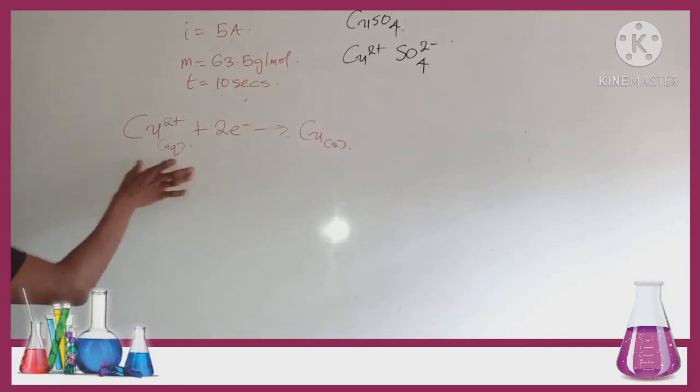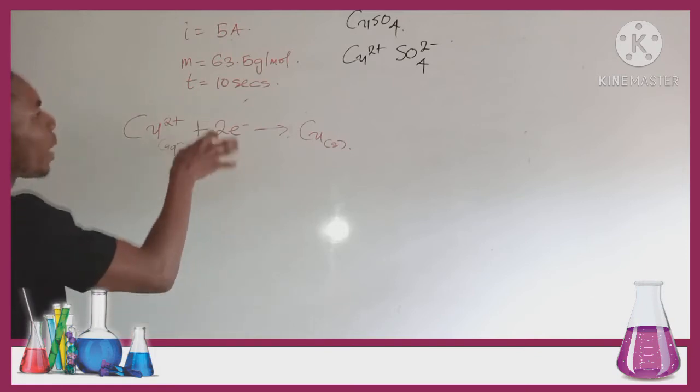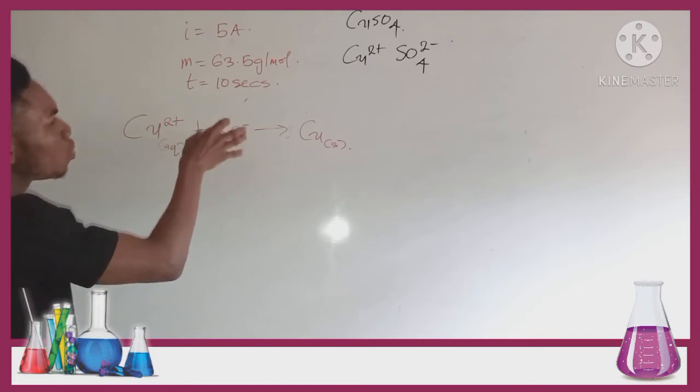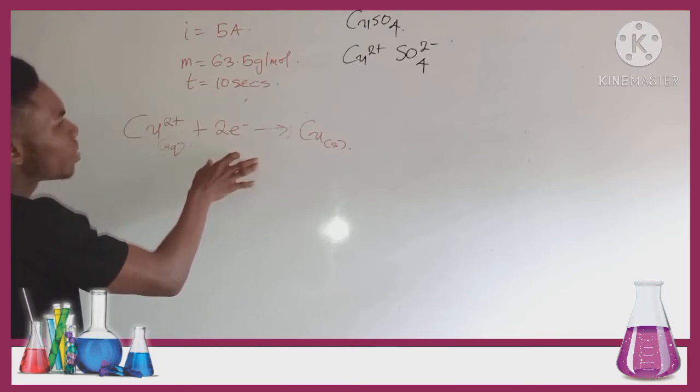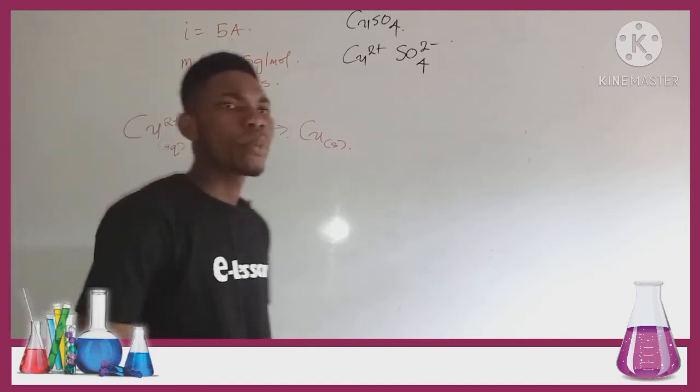Now, this is a stoichiometric reaction. When the reaction is balanced, you understand that when two electrons, or when 2 Faradays of electricity, were passed through, 1 mole of copper was deposited.